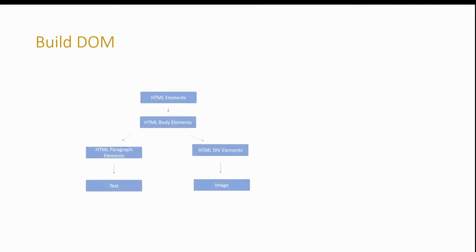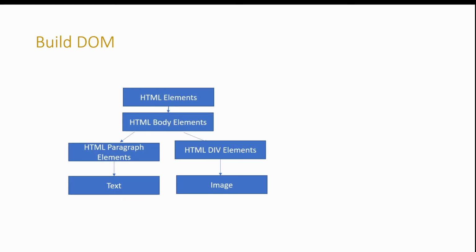The first step is building the DOM. It is a simple step. It parses the HTML elements, whether it's the head portion or the body elements like paragraph, div, text, images, and it creates the DOM based on the HTML elements in your code.